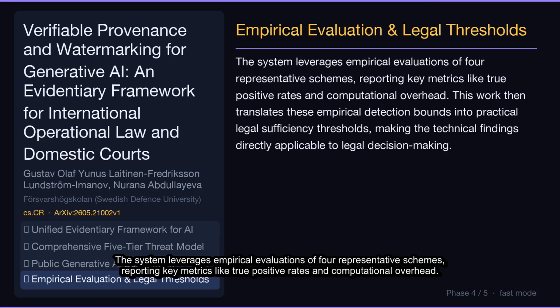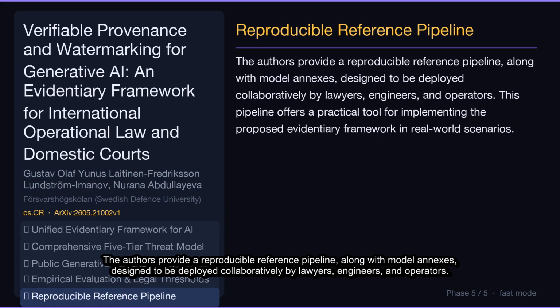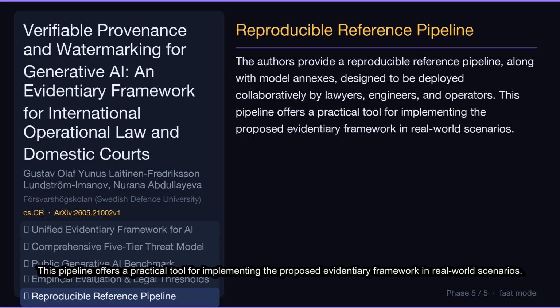The system leverages empirical evaluations of 4 representative schemes, reporting key metrics like true positive rates and computational overhead. This work then translates these empirical detection bounds into practical legal sufficiency thresholds, making the technical findings directly applicable to legal decision-making. The authors provide a reproducible reference pipeline, along with model annexes, designed to be deployed collaboratively by lawyers, engineers, and operators. This pipeline offers a practical tool for implementing the proposed evidentiary framework in real-world scenarios.